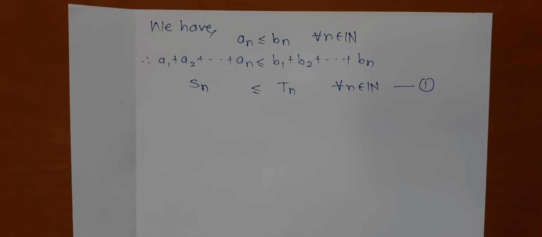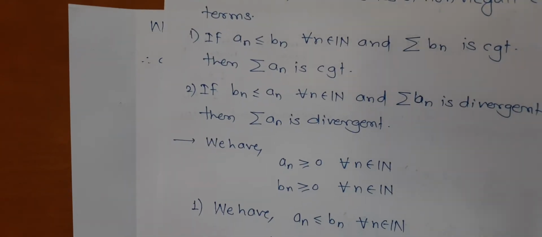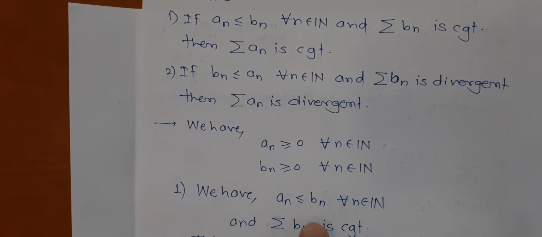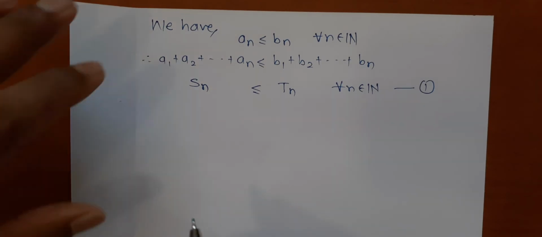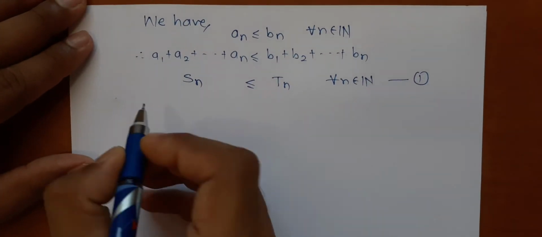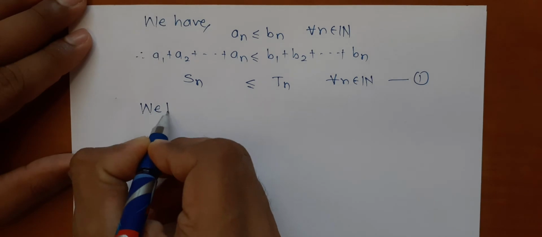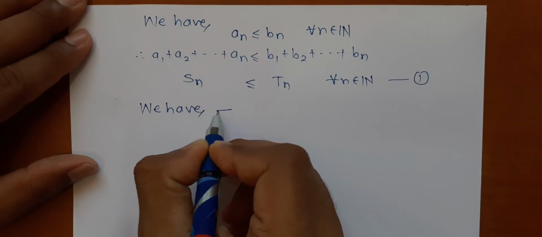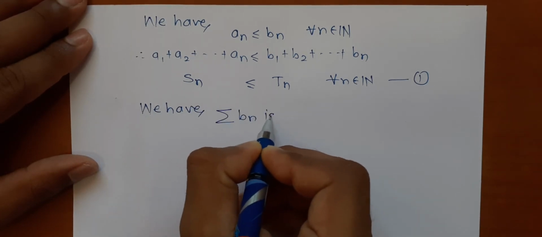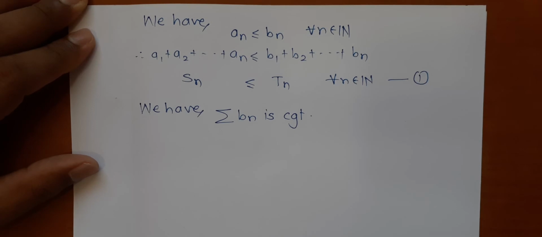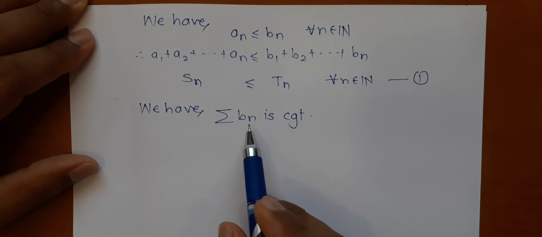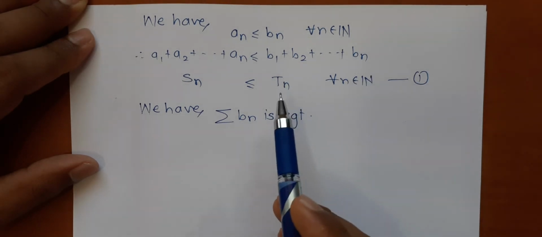One more piece of given information we have is that an is less than or equal to bn, and this we have used. The second information is that summation bn is convergent, so let us use it. As the series is convergent, the corresponding sequence of partial sums is also convergent. What is the sequence of partial sums of bn? Yes, it is Tn.